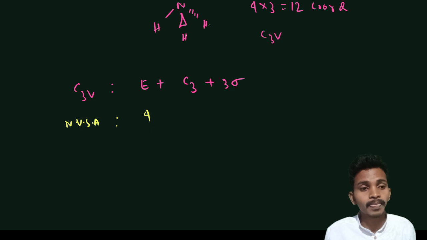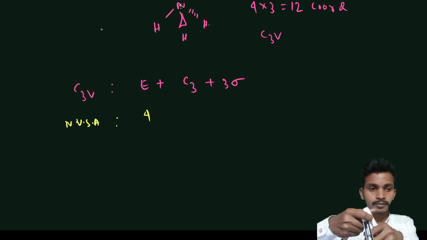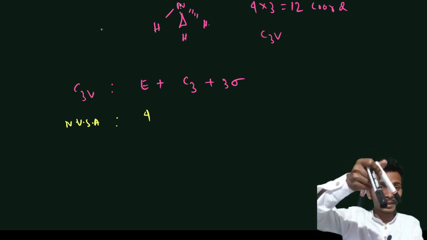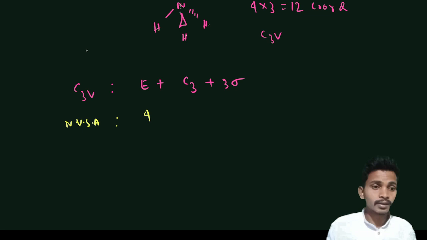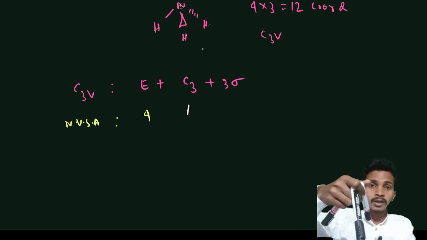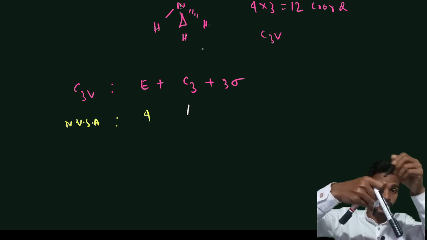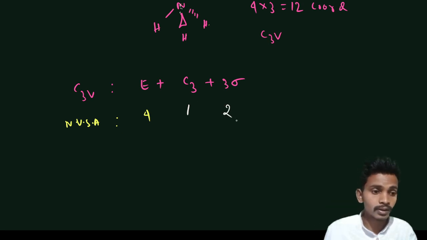And C3. If I apply C3, then how will the C3 come? This is the nitrogen atom. Yes, this is the nitrogen atom, and C3 will come passing through this and coming to this direction. After that, these 3 will rotate. So the number of unshifted is only 1. Okay, and if I apply sigma b, then this sigma b will cut that hydrogen and nitrogen. So 2 will not be shifted, 2 will get changed.